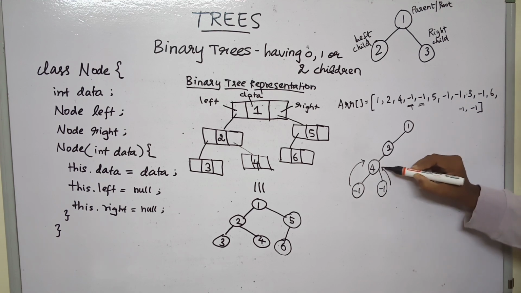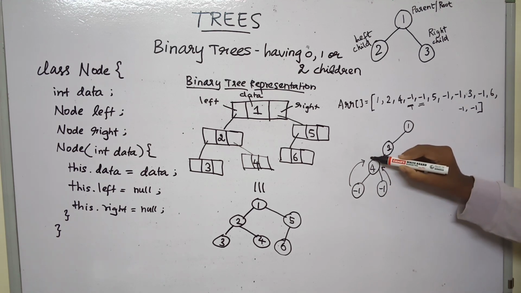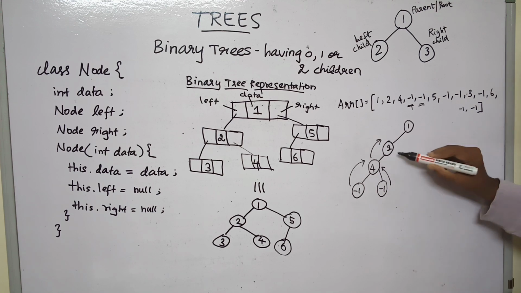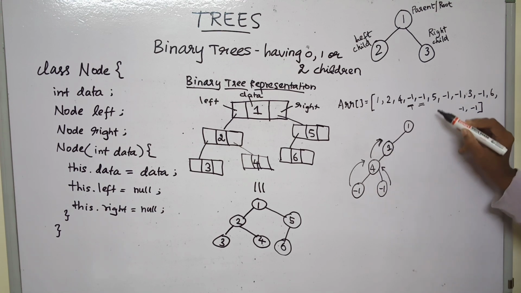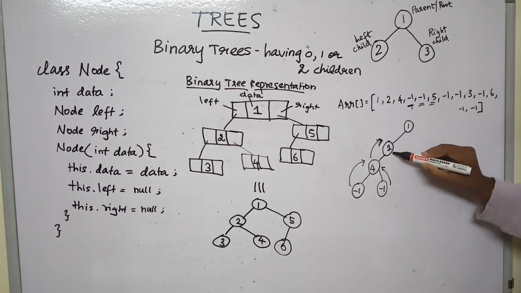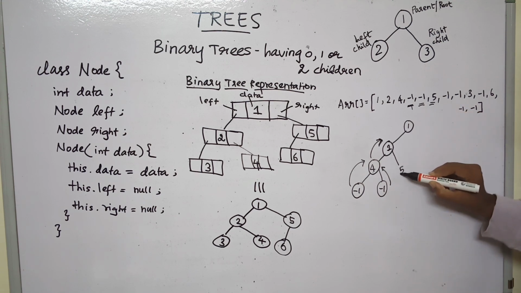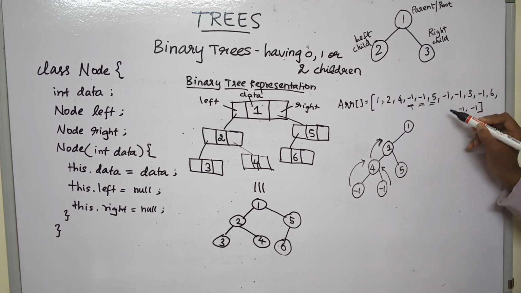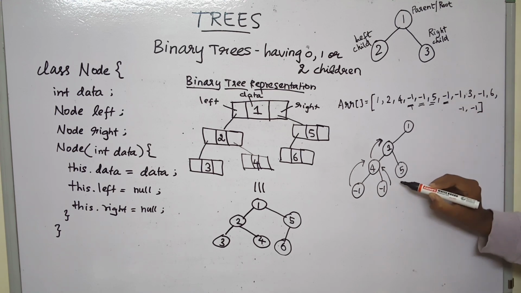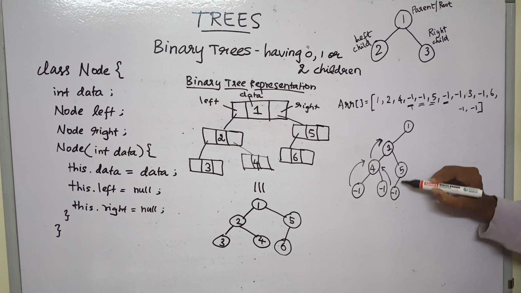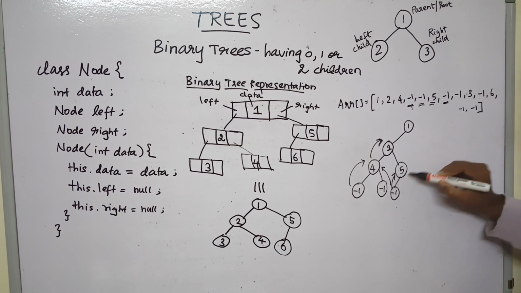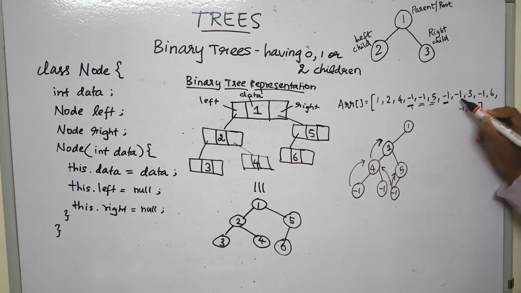Now we are again encountering a -1. So we'll move back again. Since the left and right part of the node number 4 were over, we'll move back and create the right subtree for the node 2. So 5 will be the right child of node 2. After 5 we are encountering a -1, which means a null node. So we'll move back and then create the right subtree.